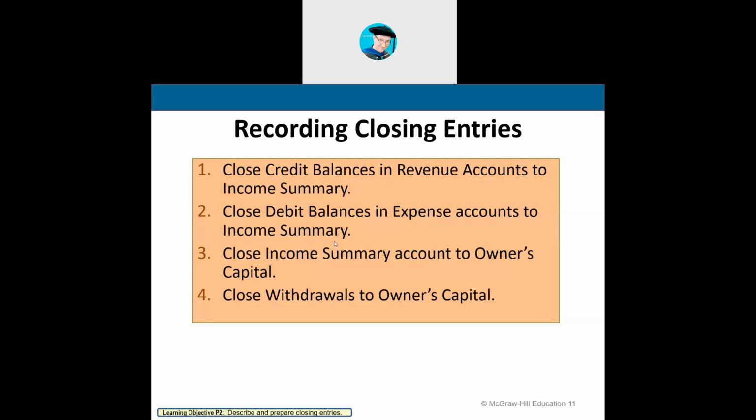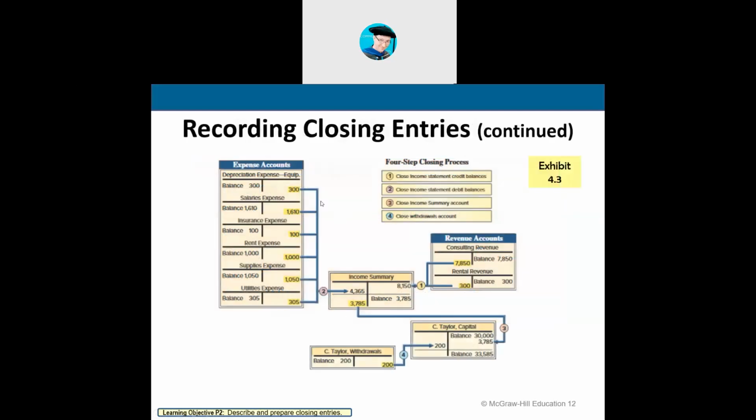Once we've done all of that, we take our total income summary and we need to close that out to owner's equity. Here's a nice visual representation of this. We have all of our expense accounts and our revenue accounts, right?